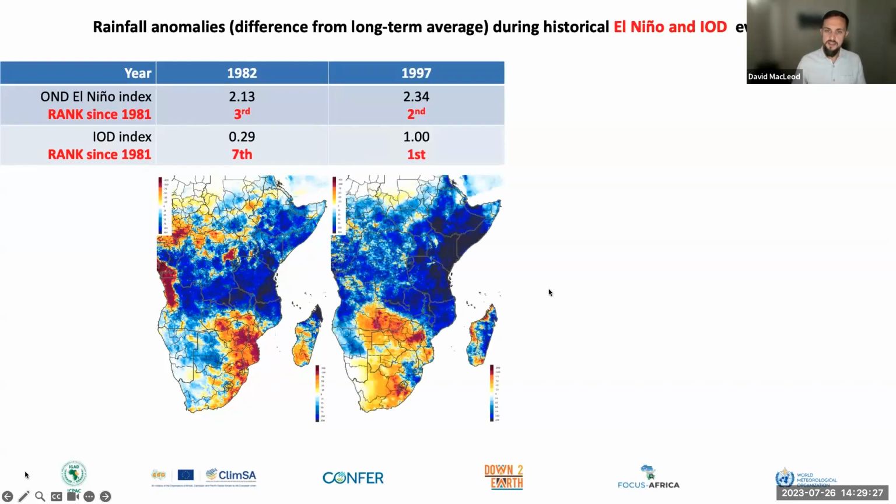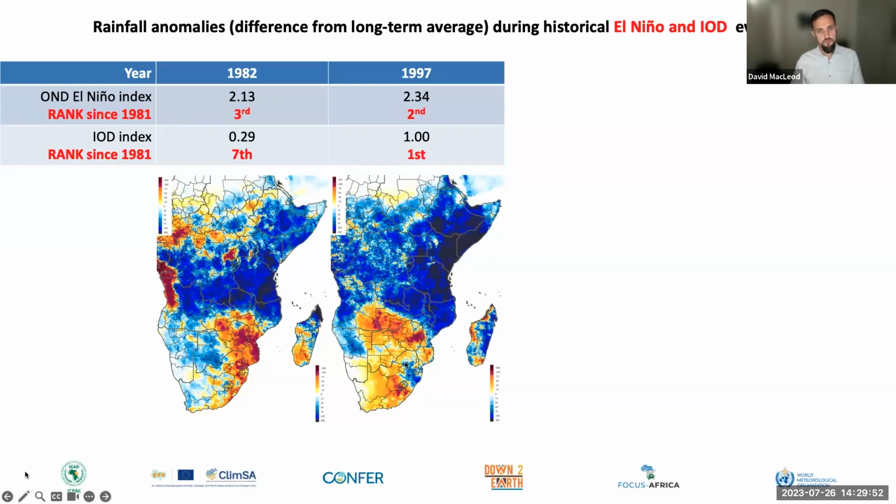Move on to 97, which was the big one, when the El Niño was the second largest on record in OND, and the IOD was the first. That was the strongest IOD we've seen. You can see by these deep blue colors in East Africa, that was a very, very wet season over a large region of East Africa. Nearly every single location saw a significant wet season.